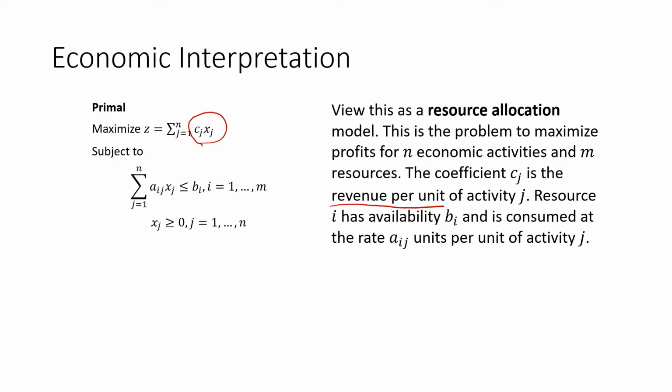The resources have a limitation on their availability, and that's what the bi is. The aij in each row is how fast that resource is being consumed as you conduct activity j. So if you think about each constraint: first product, how fast am I consuming this resource? Plus the second product, how fast am I consuming this resource? Plus the third product, how fast am I consuming this resource? And the total, once you add all those things up, has to be no more than the b, the limit of that resource.